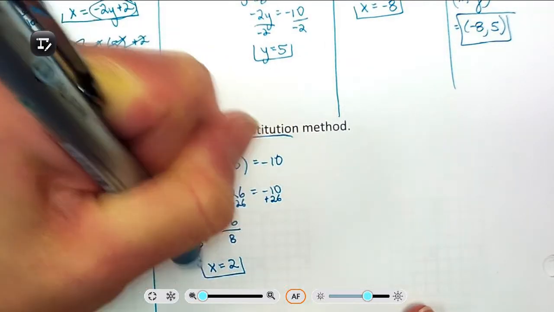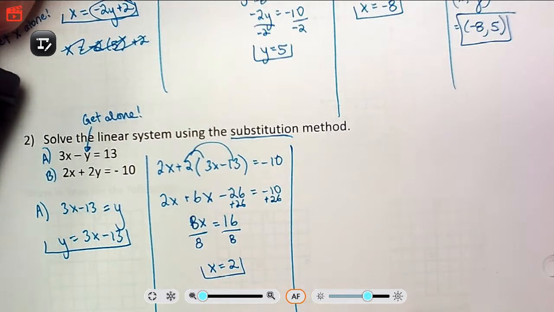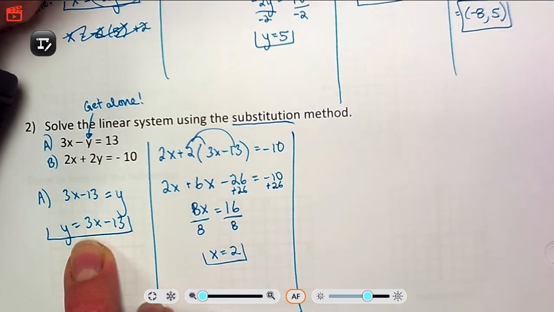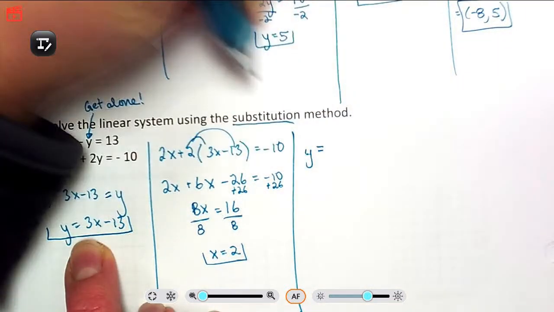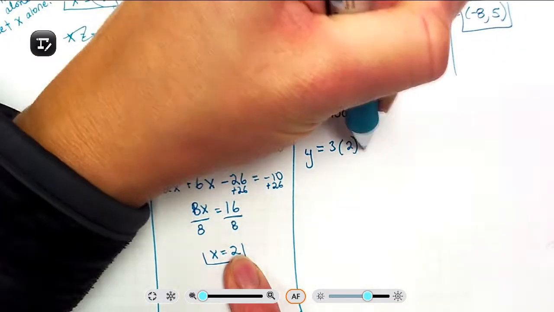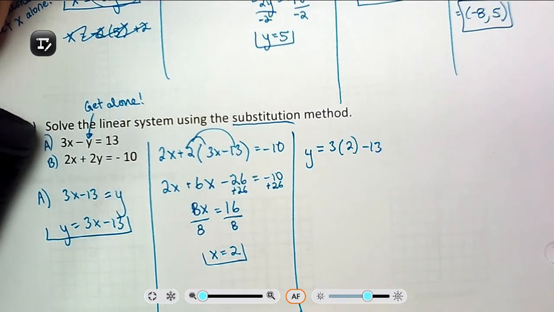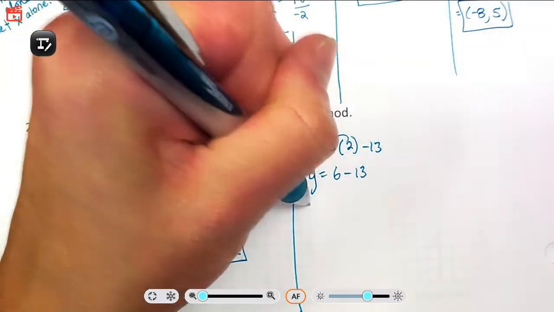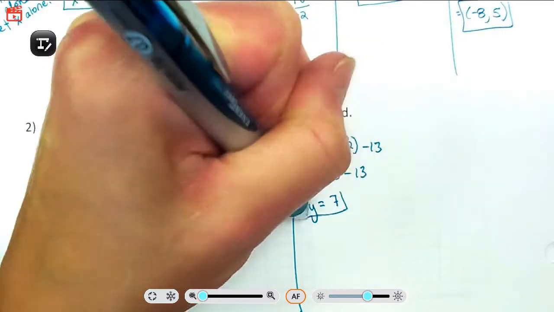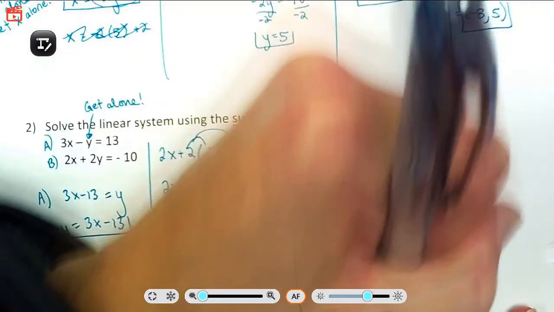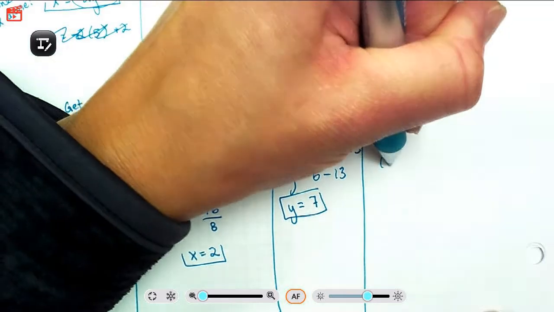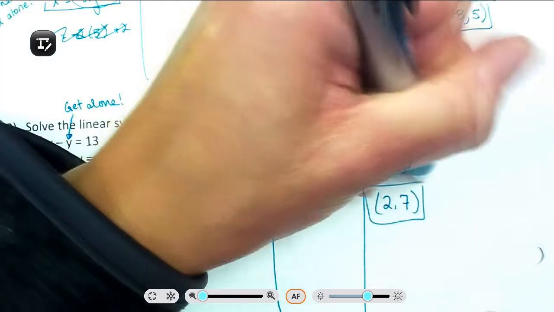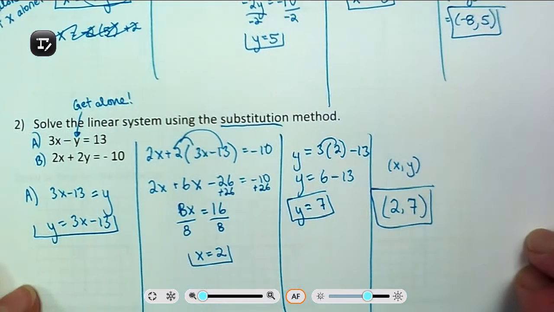x equals 2. Okay. Then take your x equals 2 and put it into your previous bracketed equation. Y equals 3 times 2 minus 13. 3 times 2 is 6. Y equals 6 minus 13. I know that is negative 7. Okay. Now, last step, write it as an ordered pair, x comma y. That is 2 comma negative 7. And that's how substitution works.